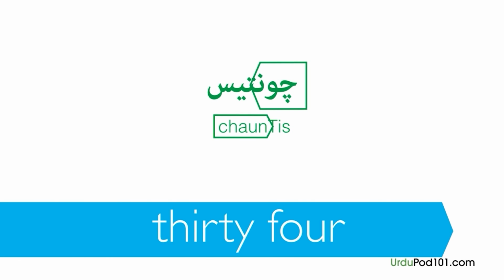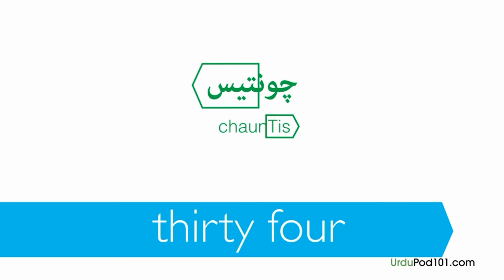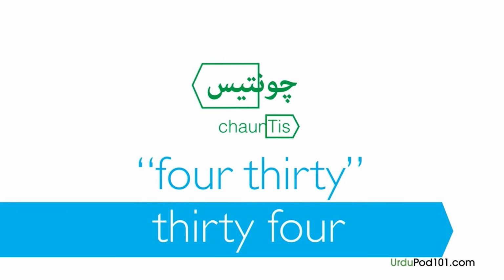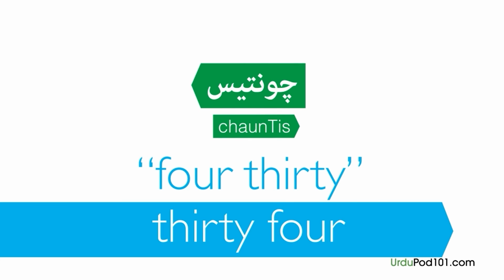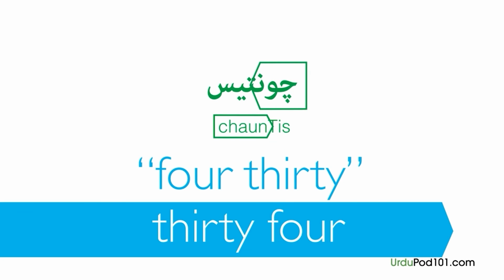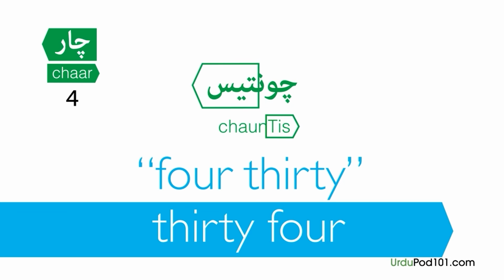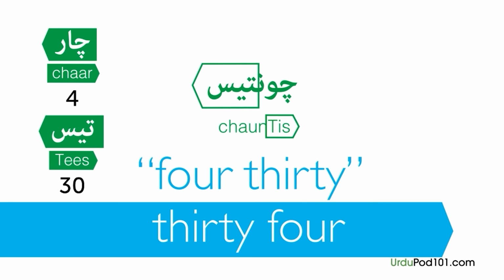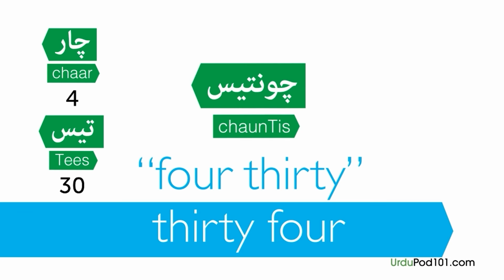How would you say 34 in Urdu? You first say a variation of 4, followed by a variation of 30. So 34 is literally read as 430, which is chontis. Here, chon is a variation of the number 4 or char, and tis is a variation of 30. Chon, tis.